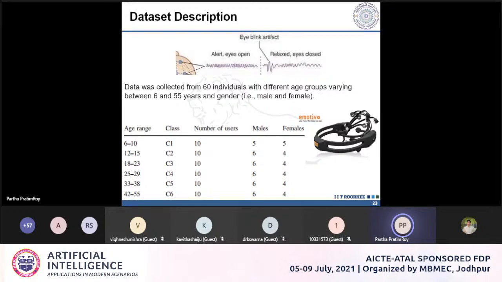We collected the signals from 60 individuals. In machine learning you have to make a data set. We used a data set of 60 individuals with different age groups between 6 and 55 years. It's a classification problem: 6 to 10 years is class 1, 12 to 15 is class 2, 18 to 23 is class 3, like this. There are male and female distributions, and in each class there are 10 users. So this is the distribution of the data set.